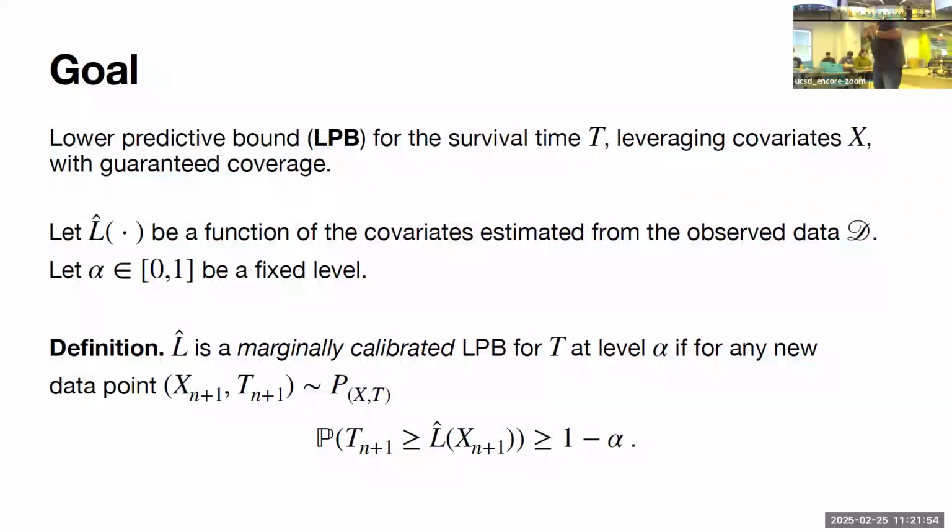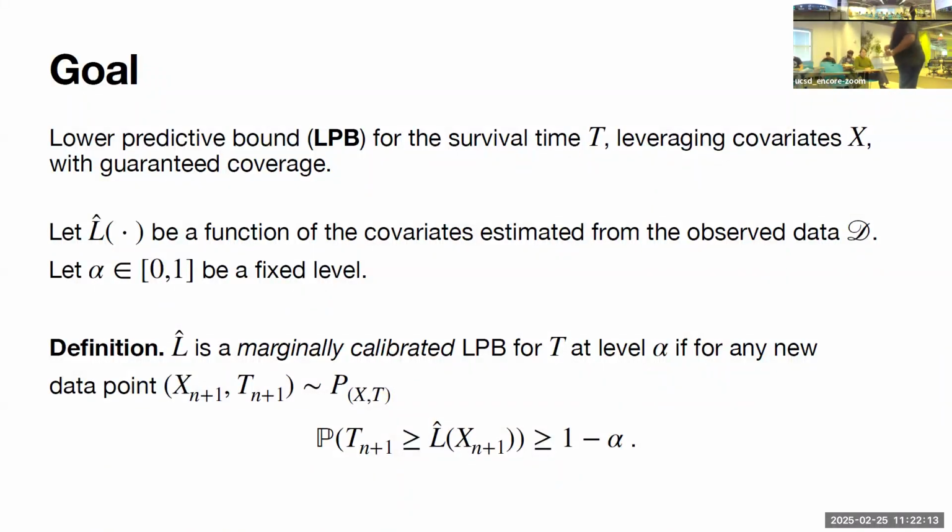Okay? And the idea of well-calibration is that for every single patient, we can provide a guarantee that this lower bound will cover the patient's survival time with probability 1 minus alpha. Okay, let me pause here to see if there are any questions. This is just a definition.